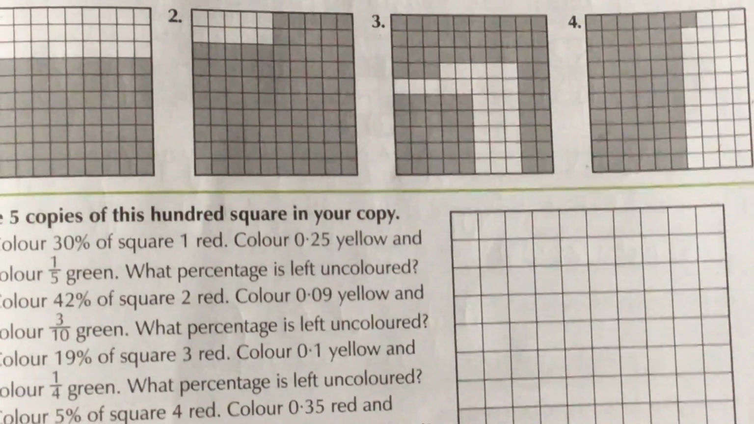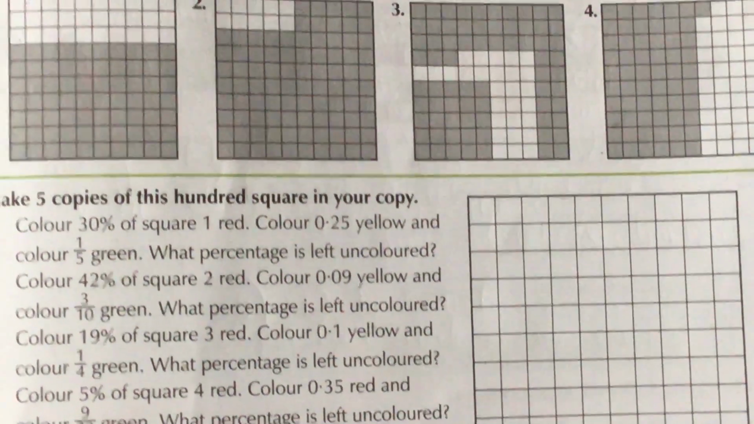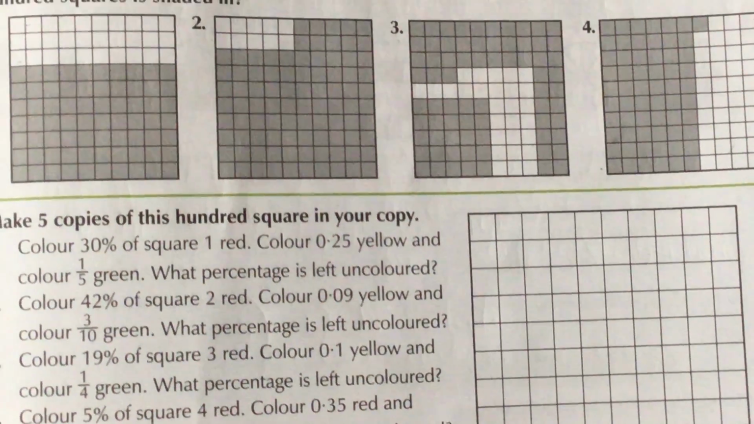So let's do that again. 30 are going to be red. 1/4 of 100, which is yellow. So that's 30 and 25, which is 55. And then 1/5 of them, 1/5 of 100, which is 20.